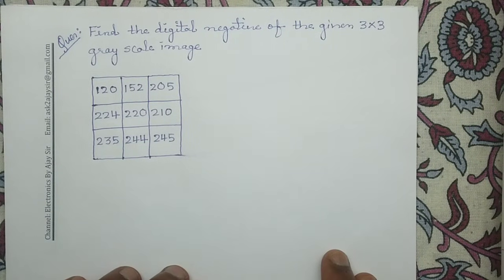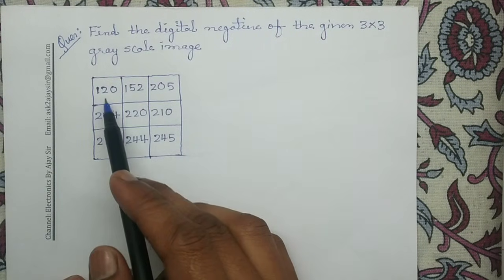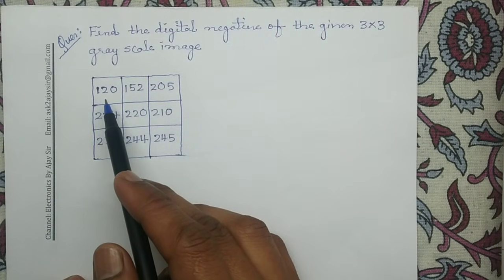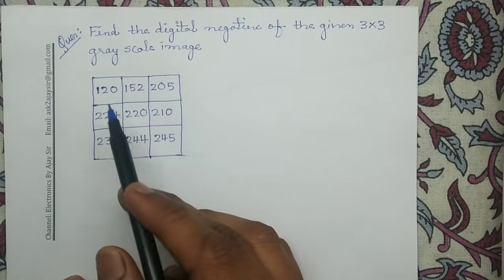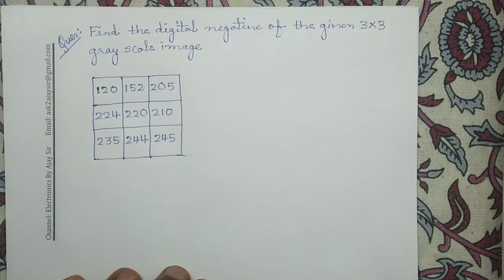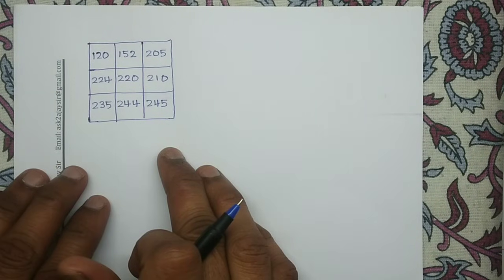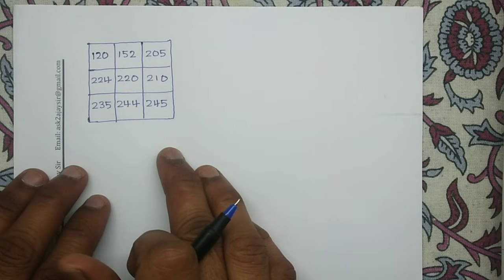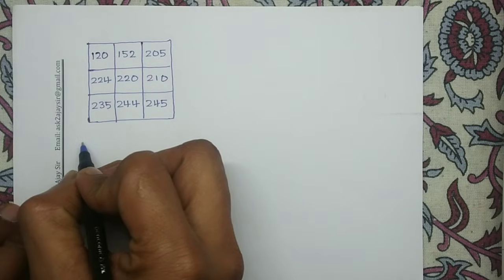Good morning all. Today we will solve a numerical question on digital negative. A 3x3 digital input image is given to us, and for the same we have to compute its digital negative. So let us solve this question. So this is our digital input image, and for this given digital input image we have to compute the digital negative. So we know the mathematical equation of digital negative.